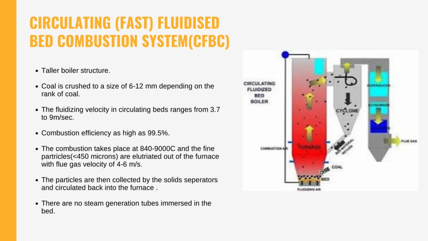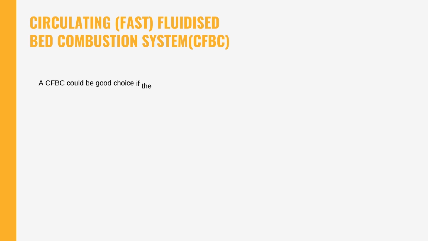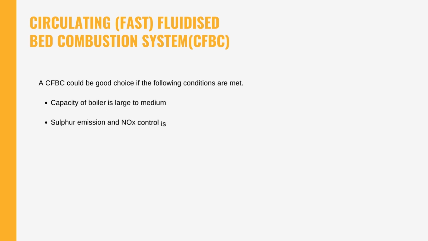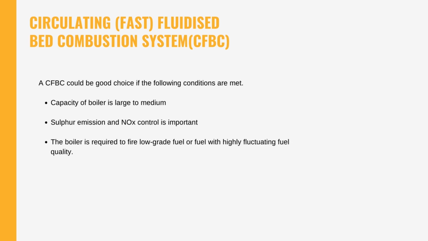There are no steam generation tubes immersed in the bed. The circulating bed is designed to move a lot more solids out of the furnace area and to achieve most of the heat transfer outside the combustion zone: in the convection section, water walls, and at the exit of the riser. Some circulating bed units even have external heat exchangers. A CFBC could be a good choice if the following conditions are met. Capacity of the boiler is large to medium, sulfur emission and nitrous oxide control is important, and the boiler is required to fire low grade fuel or fuel with highly fluctuating fuel quality.